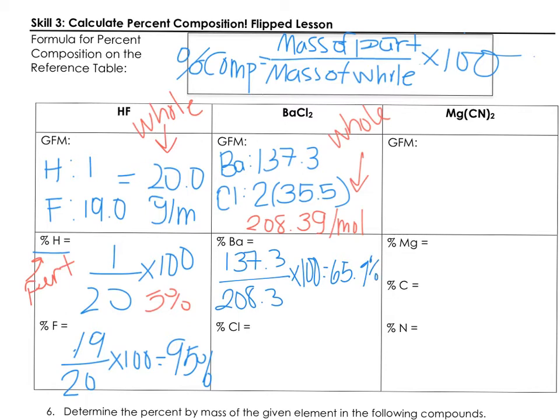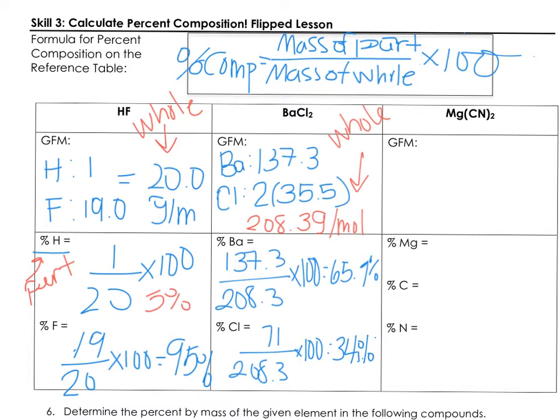And if I do the same thing for my chlorine, I see that I have a part of, maybe you figured it out directly in your calculator, 2 times 35.5, which happens to be 71. So it's 71 grams divided by my whole, which is 208.3, times 100. I will get 34.1%. And if I add that up, I will in fact get 100 once again.